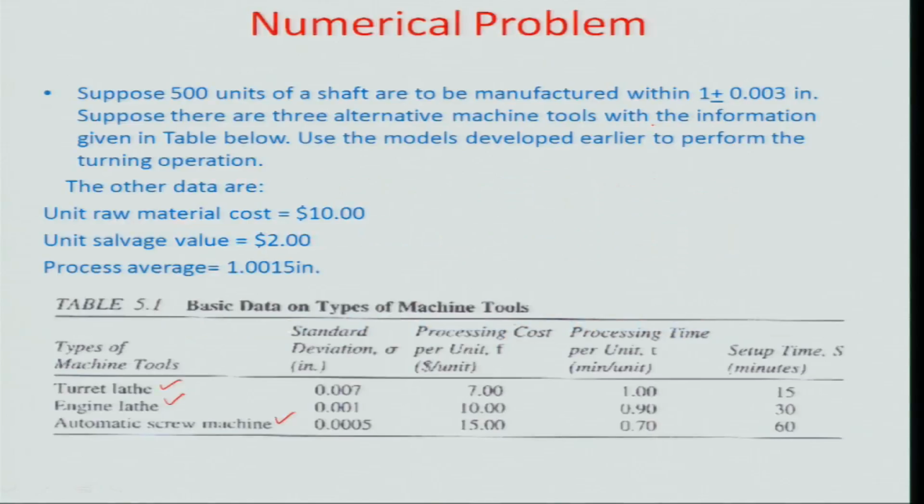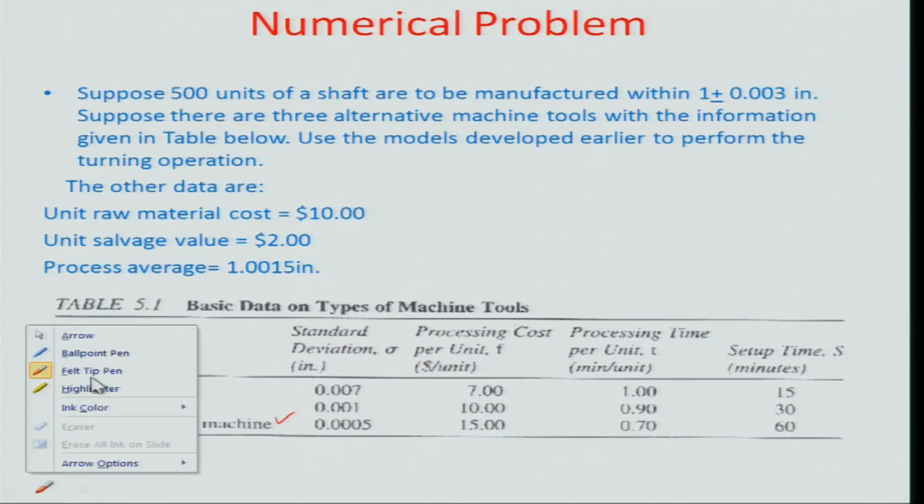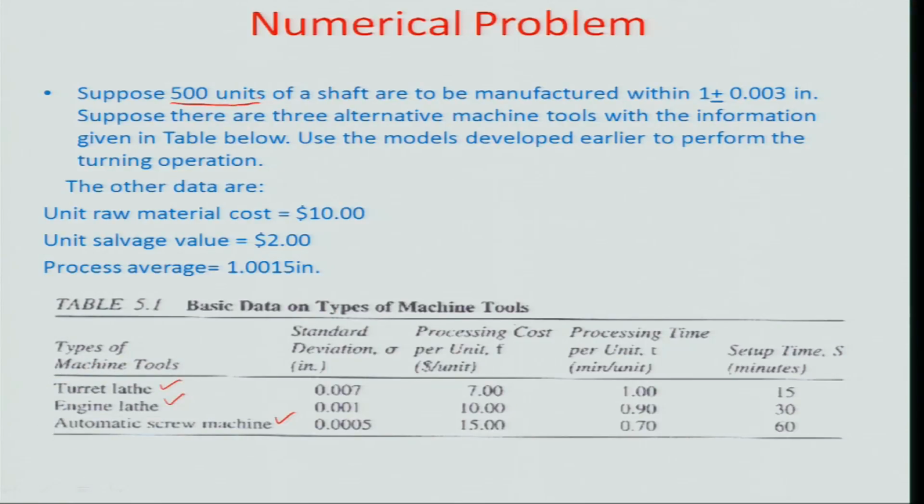Just a quick recap of what we did in the last class. We were talking about a case study where we are turning about 500 units of shaft within a manufacturing process with design specifications of 1 plus or minus 0.003 inches. We had 3 processes among which selections had to be made: the turret lathe, engine lathe and automatic screw machine. The manufacturer of all the 3 machines had provided us with data in terms of the standard deviation, the processing cost per unit, processing time per unit, and setup time. We were supposed to do a process capability analysis of all these 3 machines and see what the scrap fraction would be.